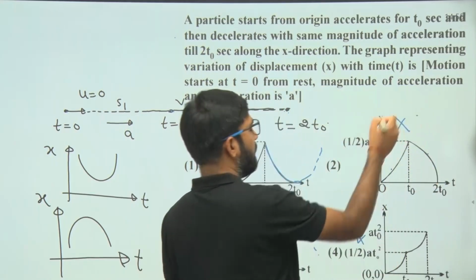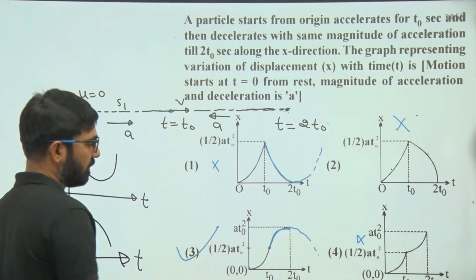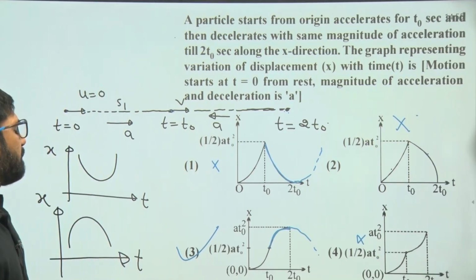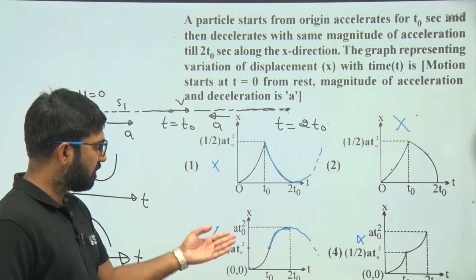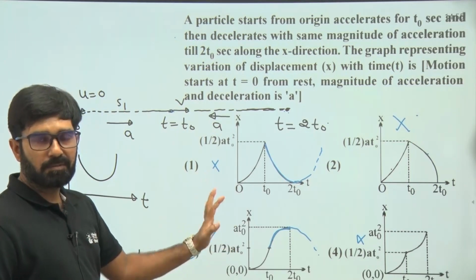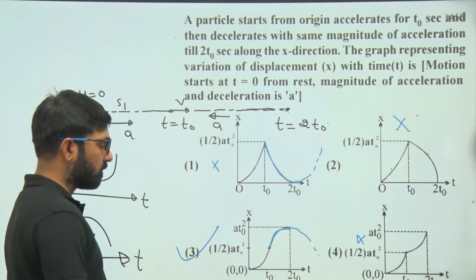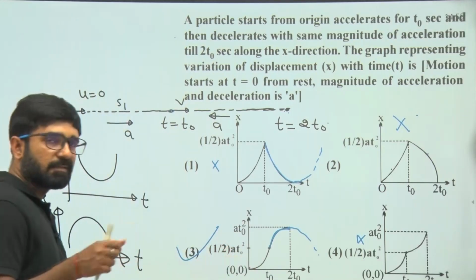Then this option will be incorrect. Hence final option is 3. Final option is 3. If you want to check the other data from exam point of view, this is sufficient. Just tick and move on. Okay, for next question. But we have to learn the things here.